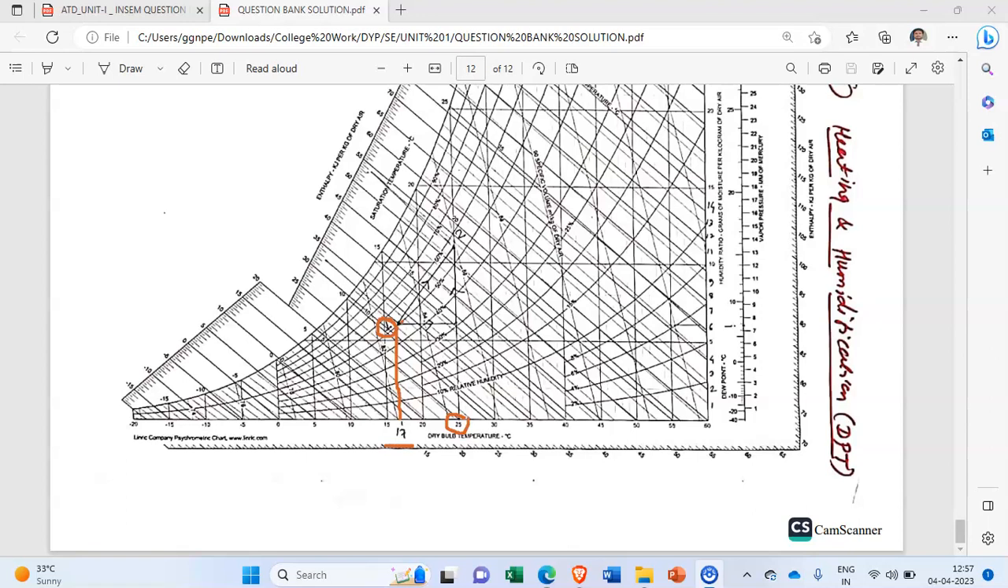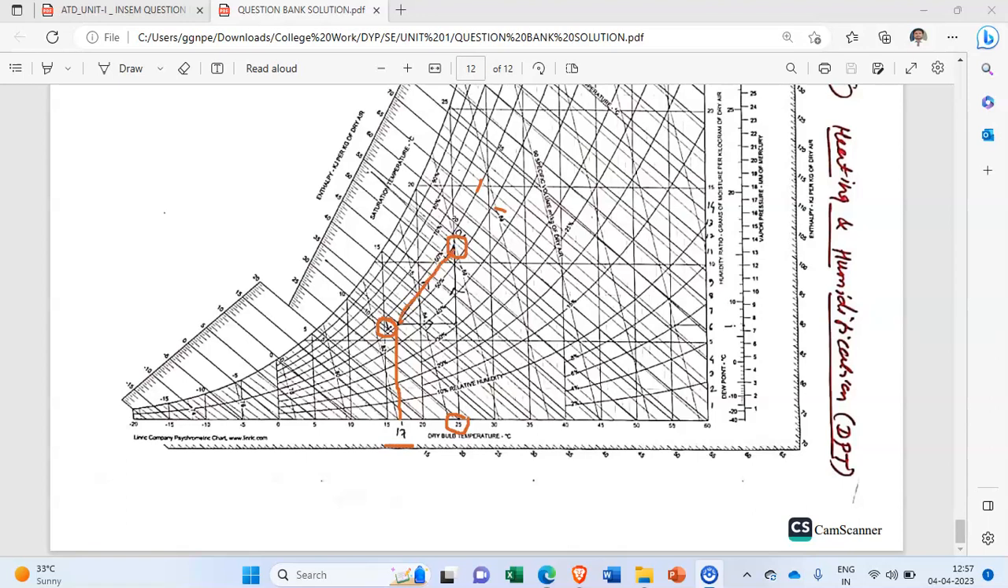Okay, so this is the temperature of 25 degrees Celsius, and relative humidity, if you see here, this is 60 and this is 50. In between these I have mentioned point number 2. Now what we have to do is join point number 1 and point number 2.